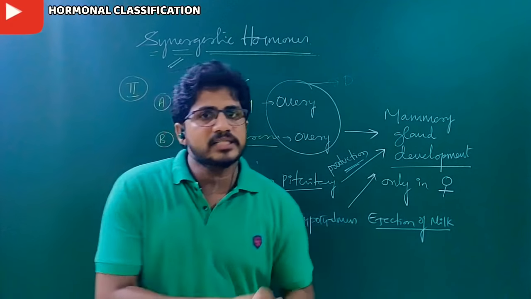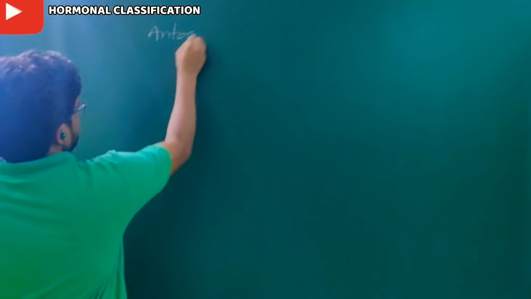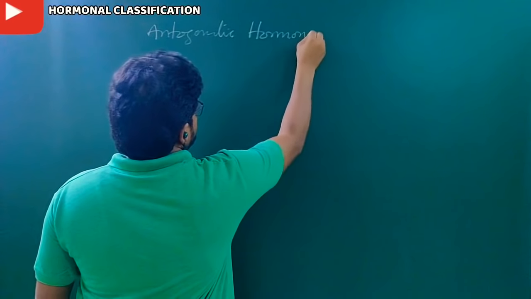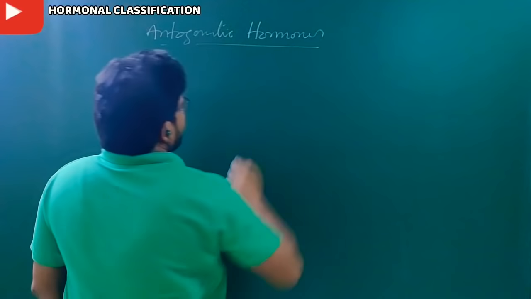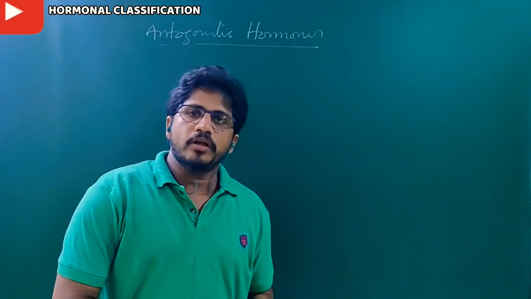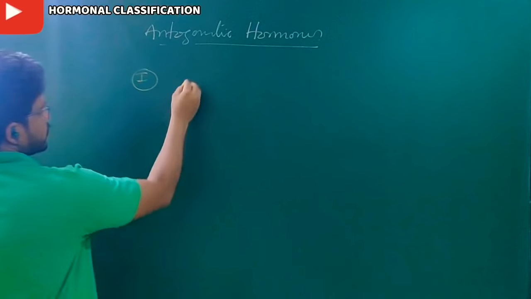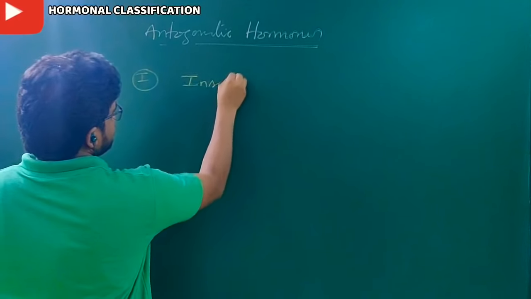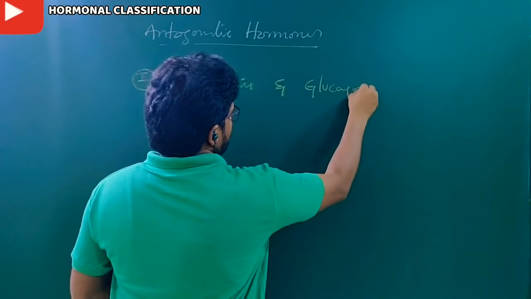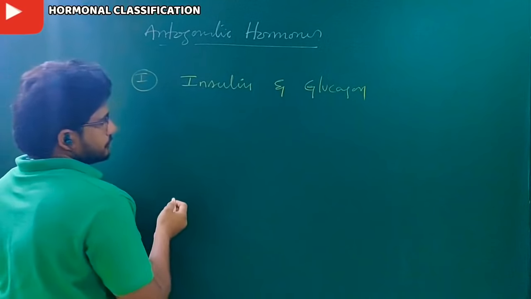On the other hand, what is that? Antagonistic hormones. Let me tell you with suitable examples now. Antagonistic hormones means what? One hormonal action opposite to another hormonal action. So here in the first case, I am going to take insulin and glucagon. What is the function of insulin?